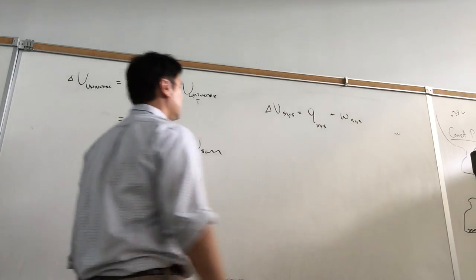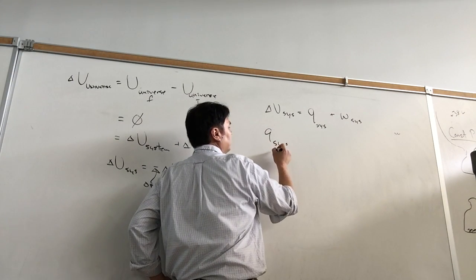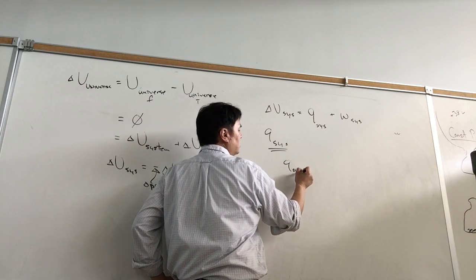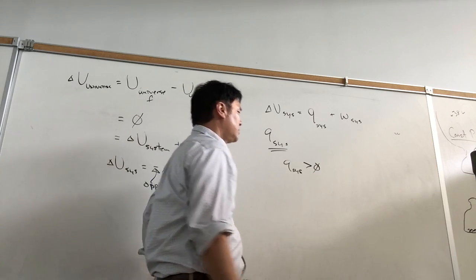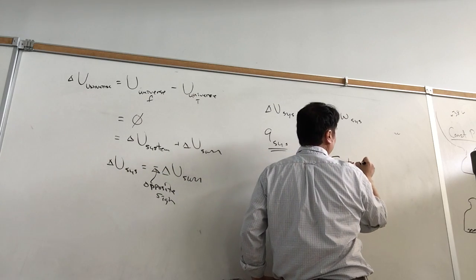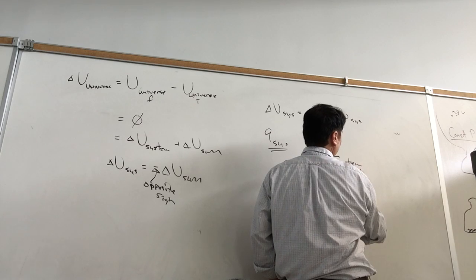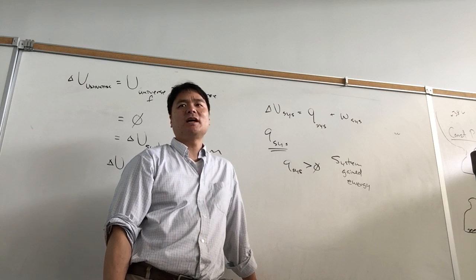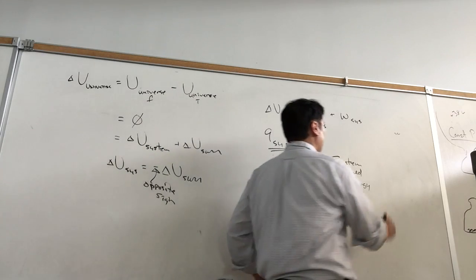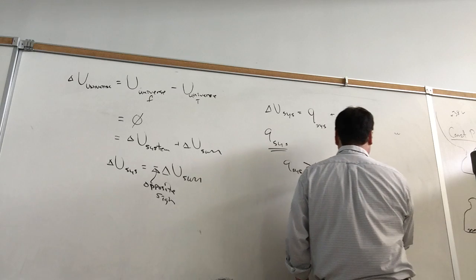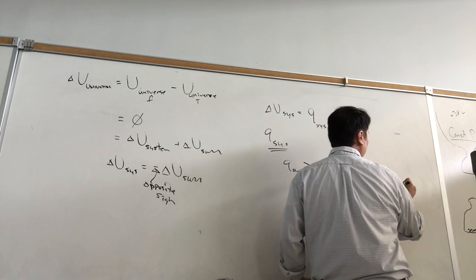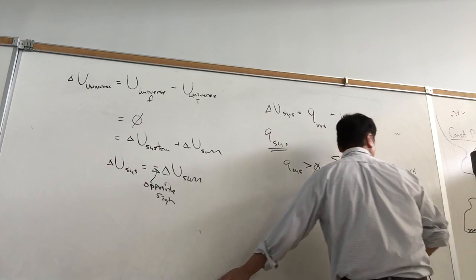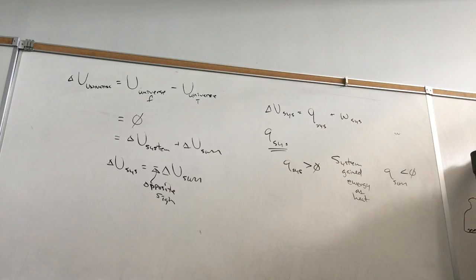And so the sign convention is this. Let's take a look at Q of the system in terms of the sign. If Q of the system is greater than 0, then the system gained energy. If the system gained energy, then the surroundings must have lost energy as heat. And so gained energy is heat. That means the Q of the surroundings must be less than 0. And that means the surroundings lost energy as heat.